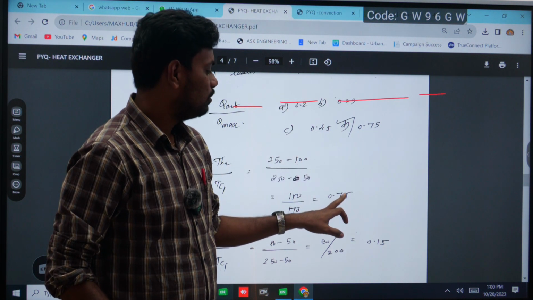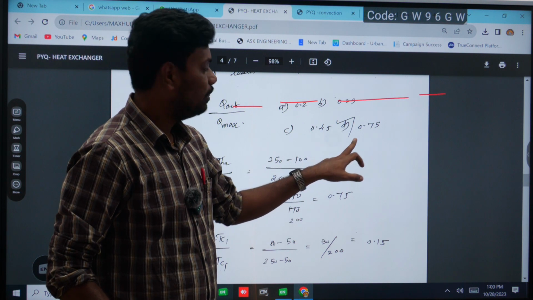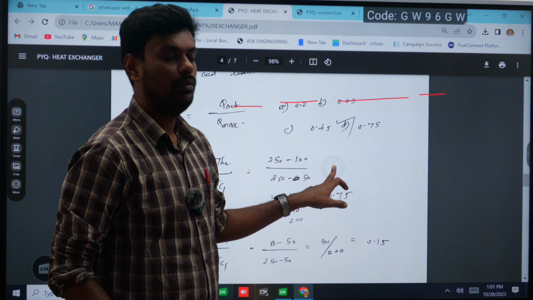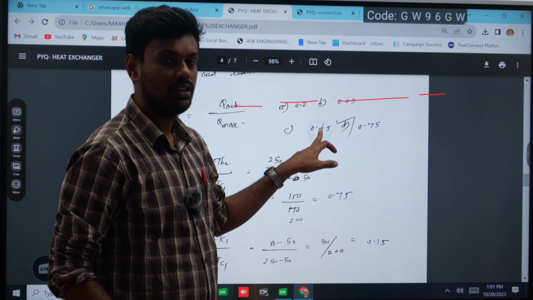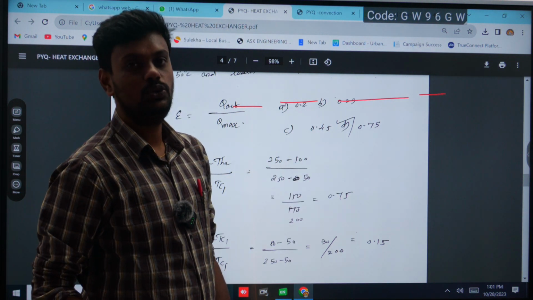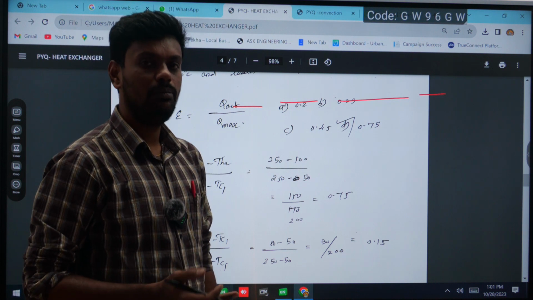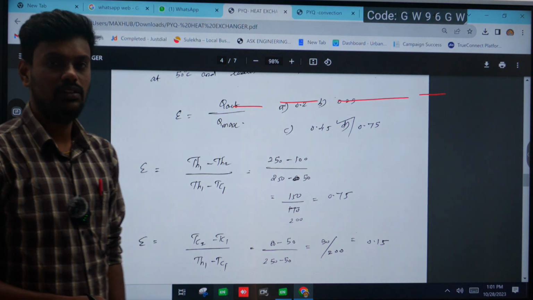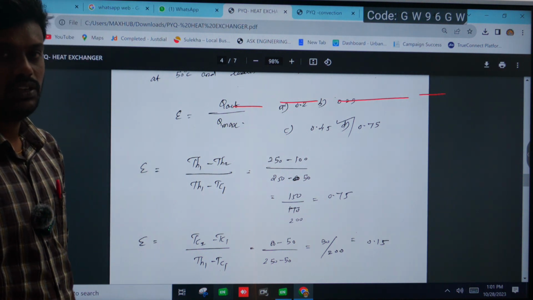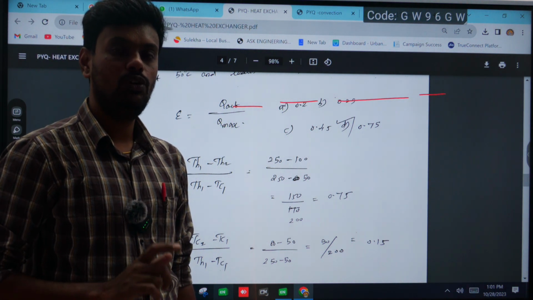If the answer you are getting is the same as the given option, then what you solved is correct, the formula you have taken is correct. Okay, suppose your answer is not in the given options, then you have to change the formula and again check the answers with the given answers. Then that will be available, then that formula is applicable for this question. So there are two formulas to find out the effectiveness of the heat exchanger when they give only the temperatures of the hot fluid and cold fluid.